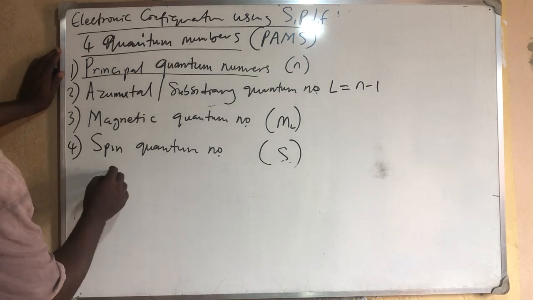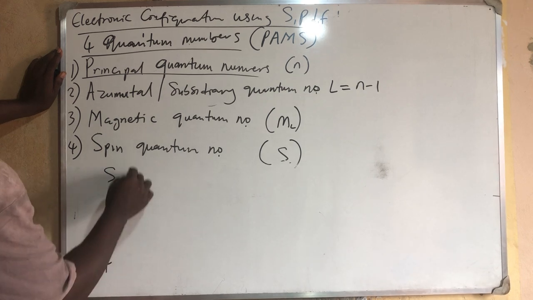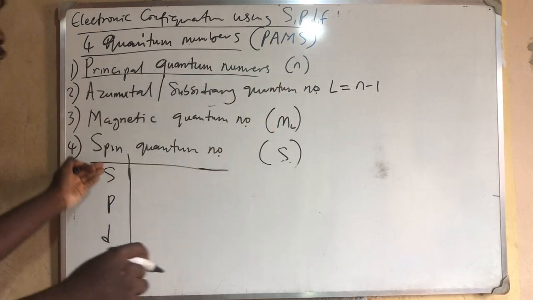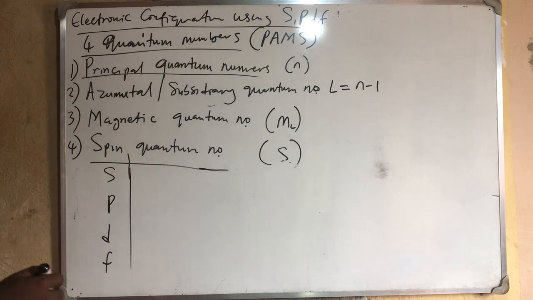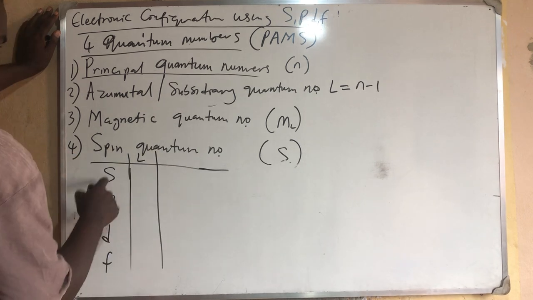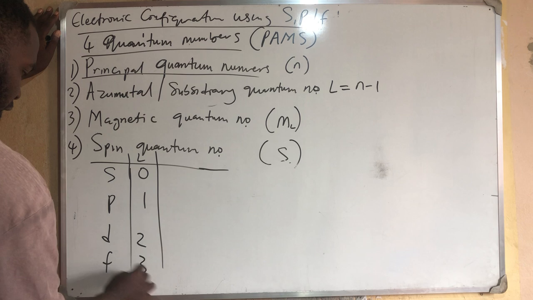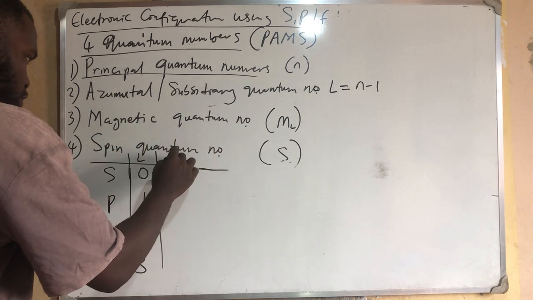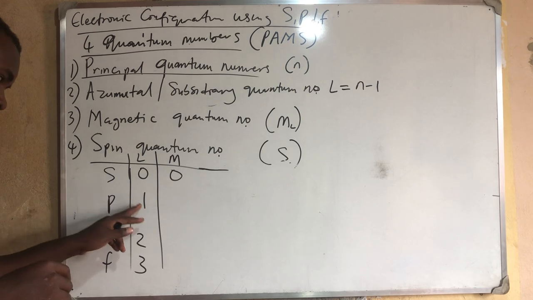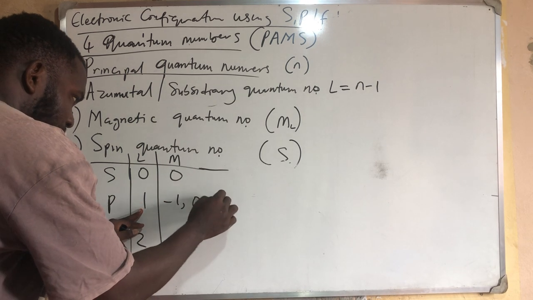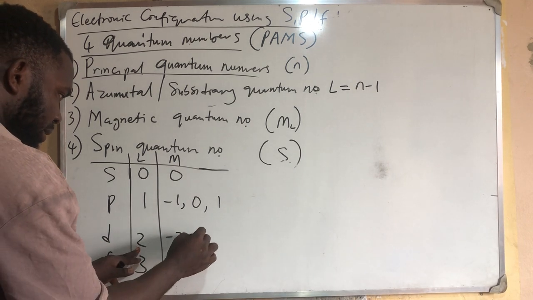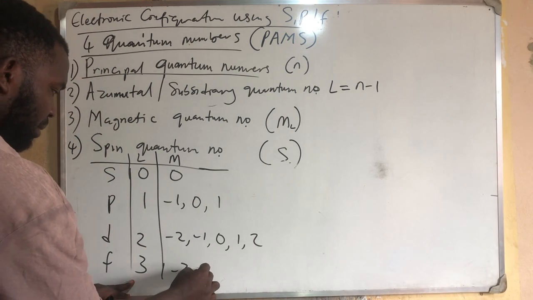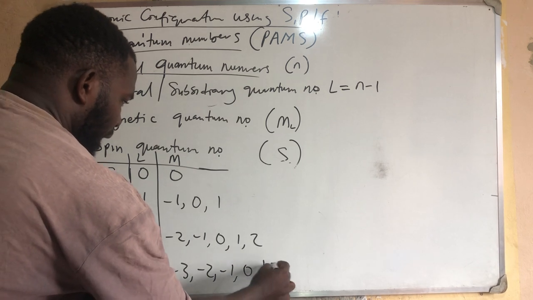The magnetic quantum number for S, P, D, F. Now, watch. You know that this one changes. The principal quantum number adjusts its coefficient depending on where it is. But in our L, I told you that this is 0, 1, 2, 3. Now, the magnetic quantum number of this one is just 0. But the magnetic quantum number of this one is given by minus 1, 0 and 1. This one is gotten by minus 2, minus 1, 0, 1, 2. While this one is gotten by minus 3, minus 2, minus 1, 0, 1, 2, 3.